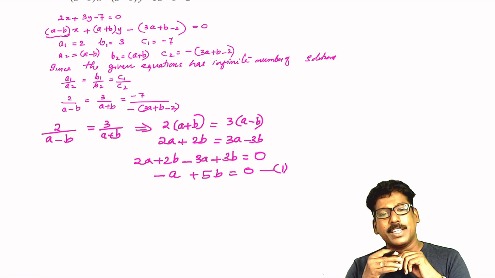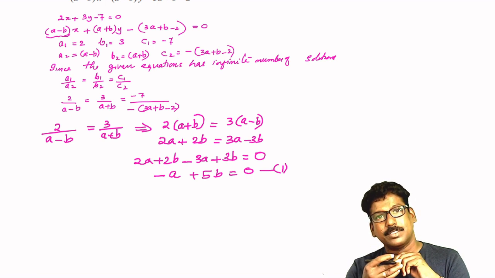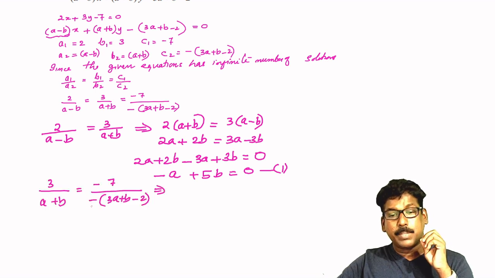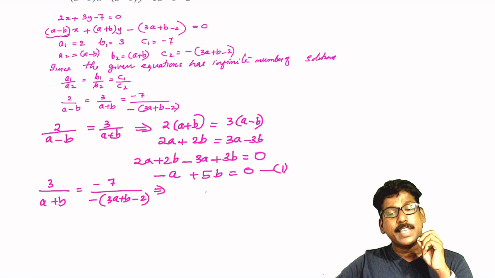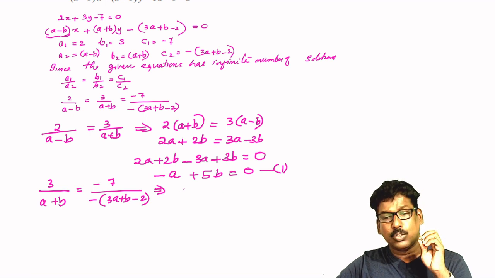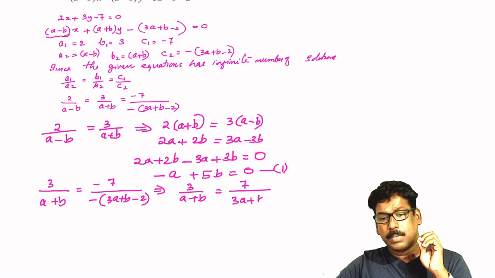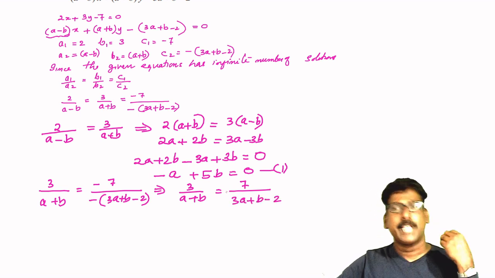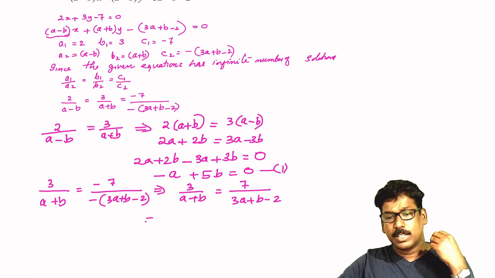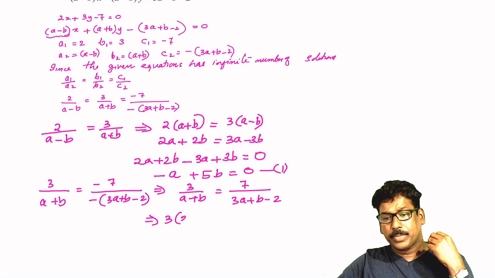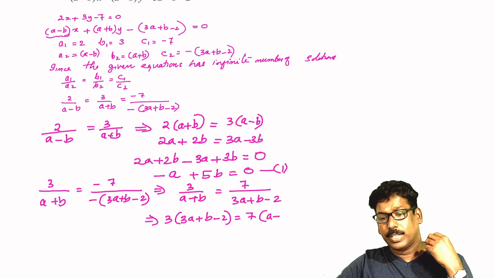Now let me take the ratio second and third. What will you get? 3 by (a plus b) is equal to minus 7 by minus of (3a plus b minus 2). Now minus 7 by minus of (3a plus b minus 2) means it is 7 by (3a plus b minus 2). You can rewrite this as 3 by (a plus b) is equal to 7 by (3a plus b minus 2). Negative signs will be cancelled. Now do cross multiply. What will you get? Which implies 3 into (3a plus b minus 2) is equal to 7 into (a plus b).